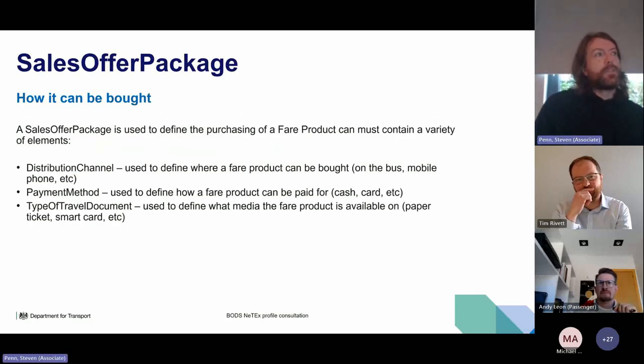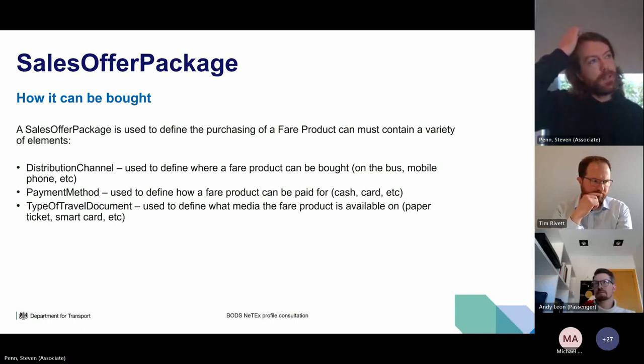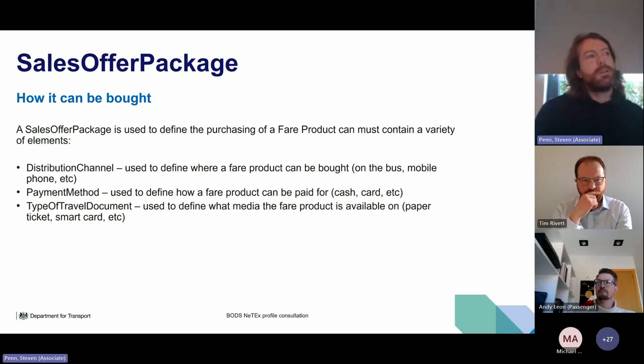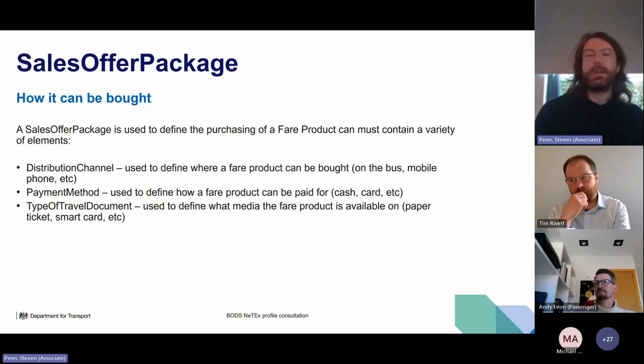Onto the sales offer package. So the sales offer package is used to define the purchasing of a fair product. And I guess we're mandating quite a few elements in those, mandating the distribution channel. So that's where a fair product can be bought. Can it be bought on the bus? Is it on a mobile phone app? These kind of things. We're mandating payment method. So that's how a fair product can be paid for. Is that cash? Is that a bank card? These kinds of things.